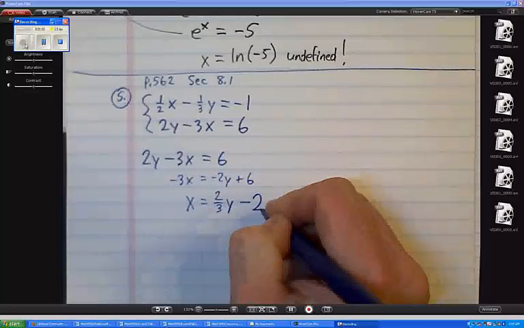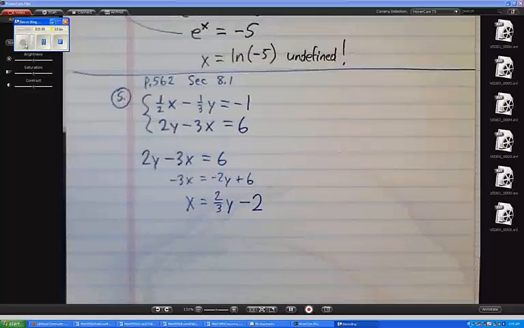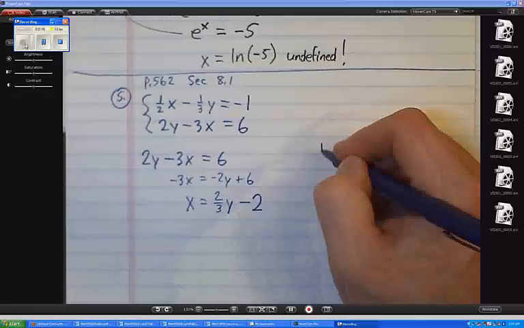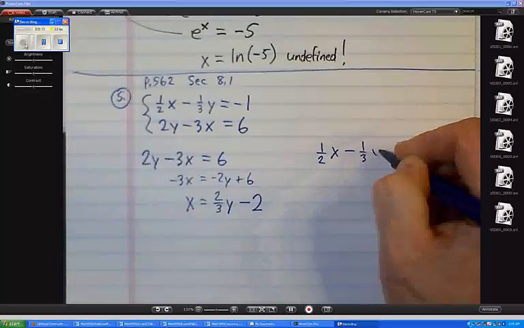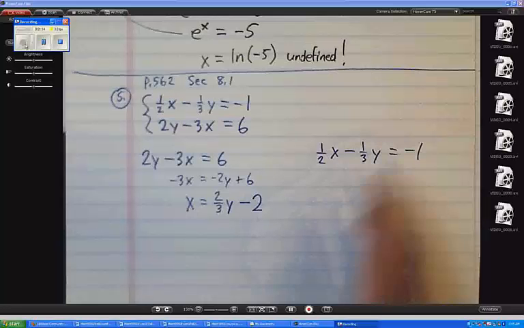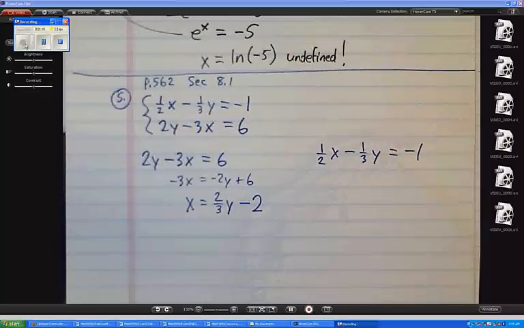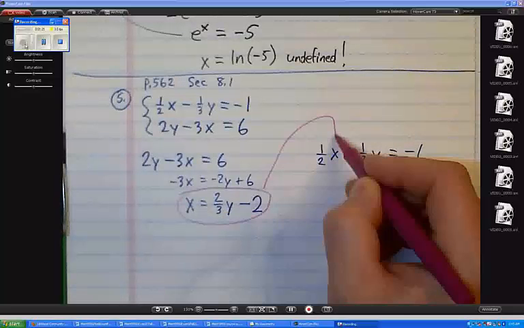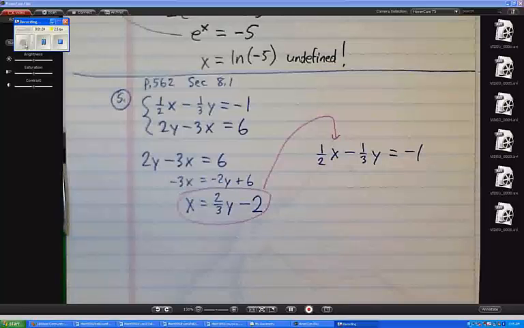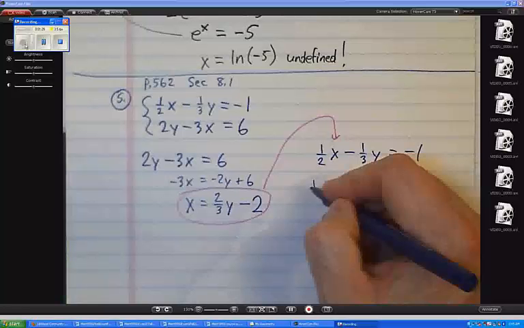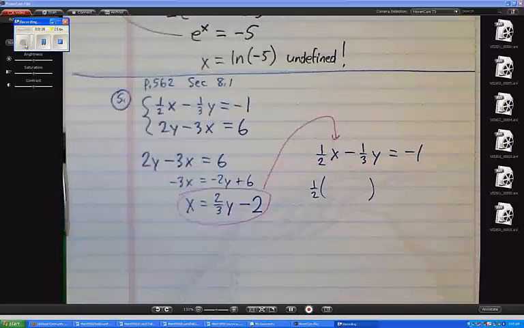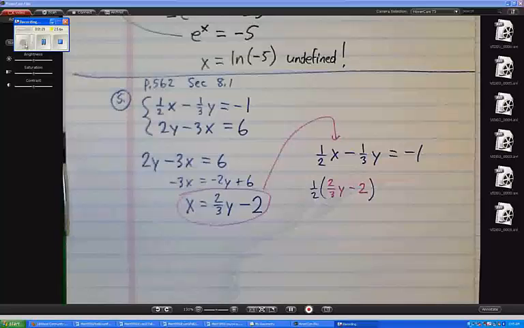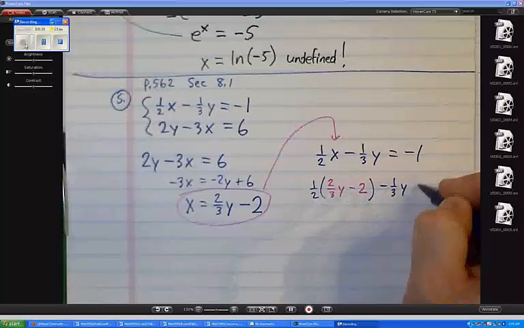So far, so good? And then I'll write the other equation over here, because I always told you guys, write the equations next to each other when you do substitution. And now, where it used to say x, I'll be able to put that 2/3 y minus 2 in there. So I have 1/2 times 2/3 y minus 2, minus 1/3 y equals -1. So far, so good?